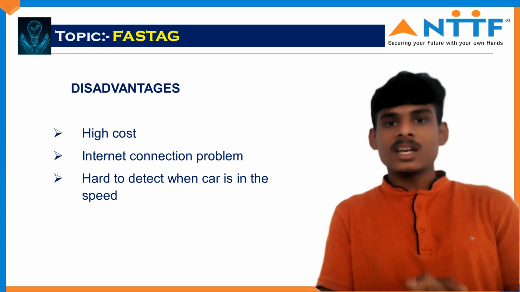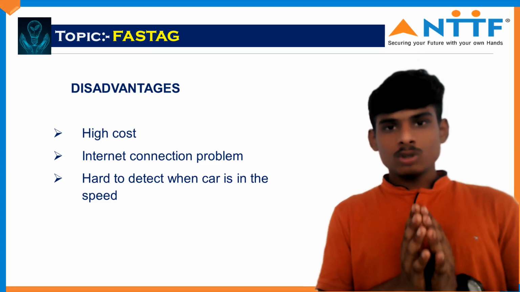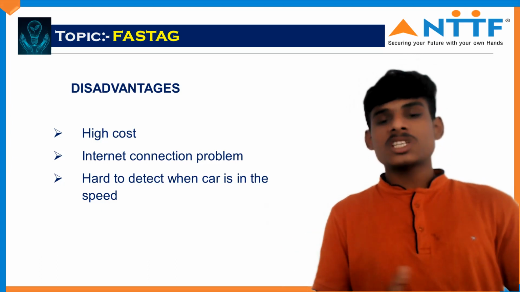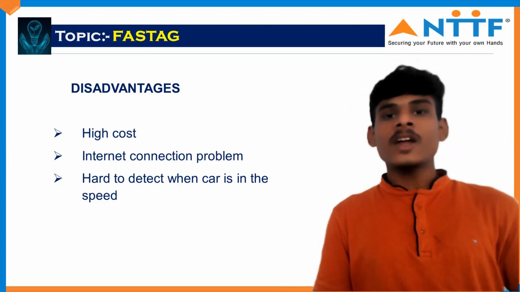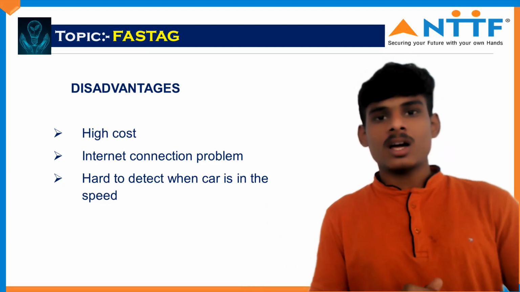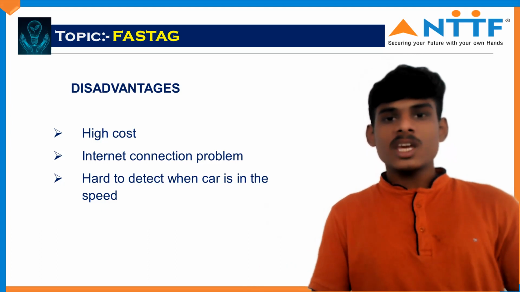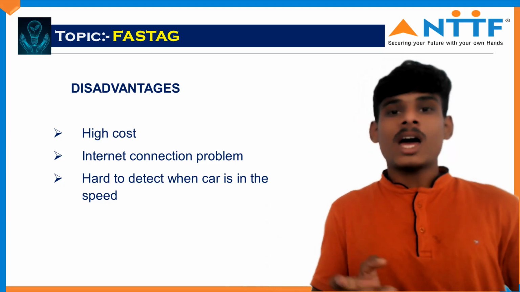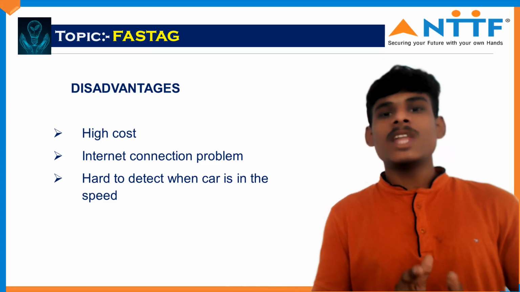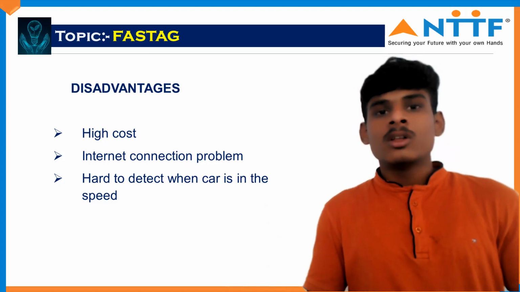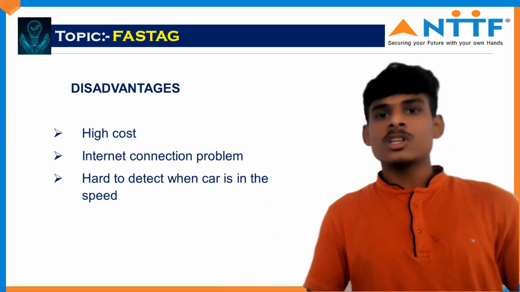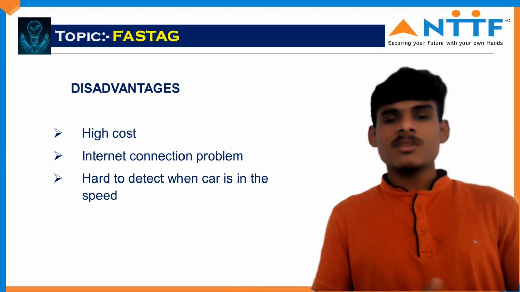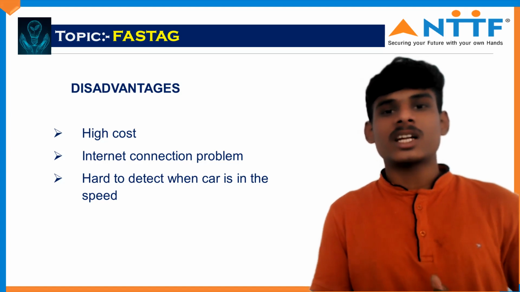After that, internet connection problem. As I told you, it sends SMS and it uses an RFID card. As you know, the RFID card requires a 24 by 7 internet connection. So in the case of FASTag technology, somewhere the weather is not clear or another problem occurs, and because of that the internet connection will not be there. At that time this FASTag technology is not able to work. So it is a main disadvantage of this FASTag technology.